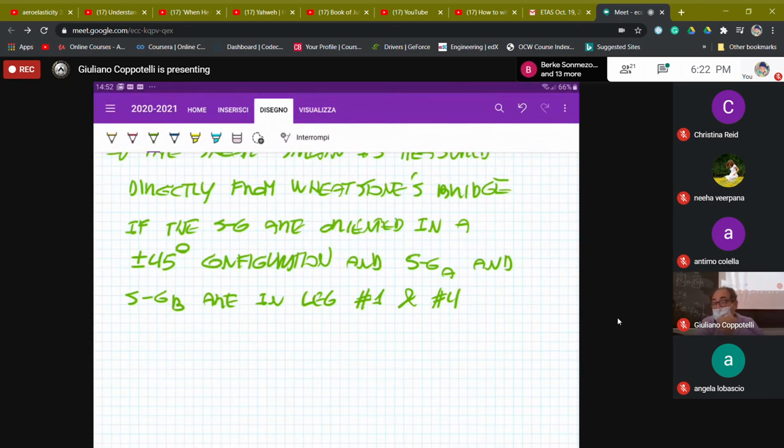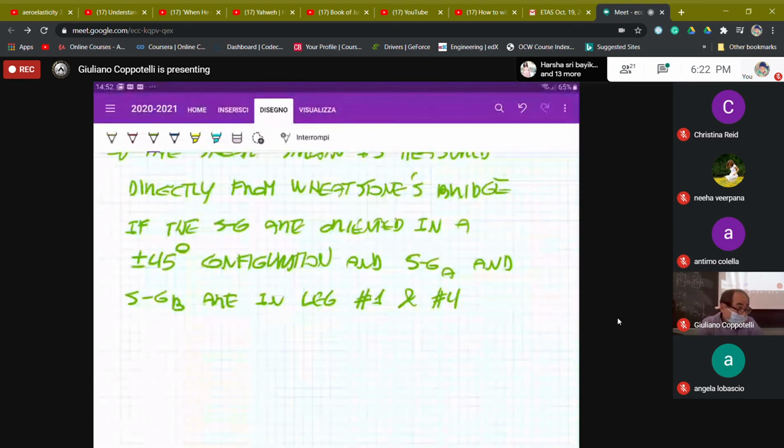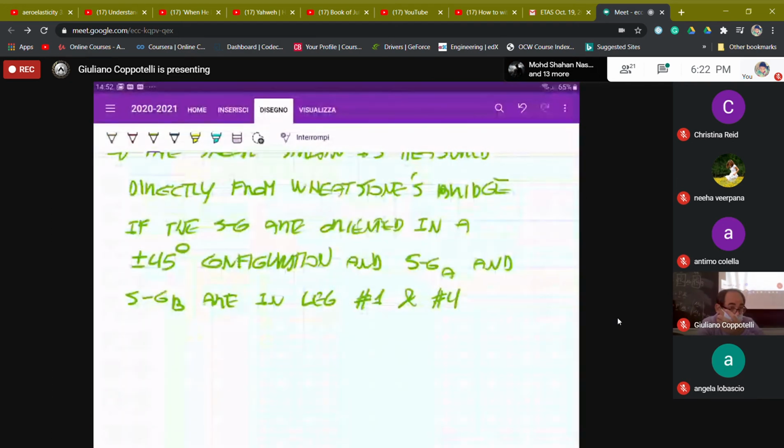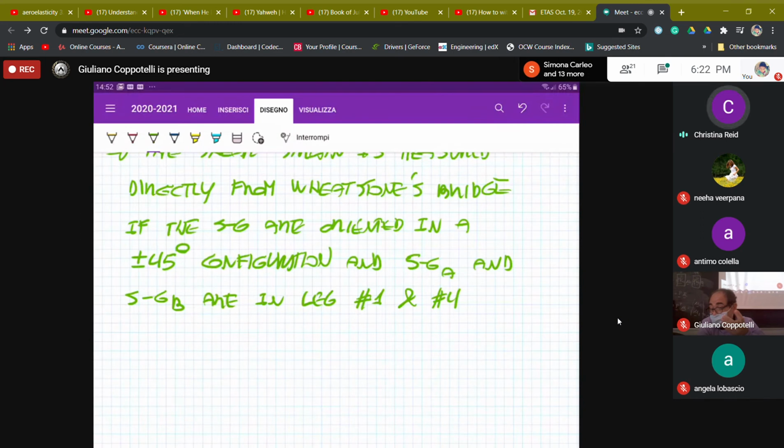Generally, in order to increase the sensitivity of the strain gauge measurement, we can use 4 strain gauges.